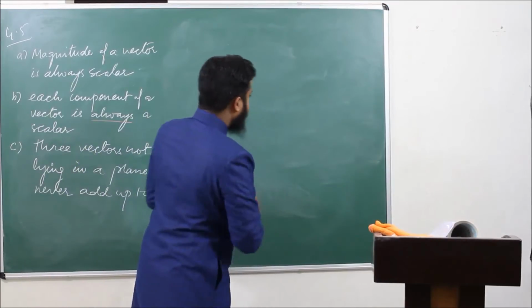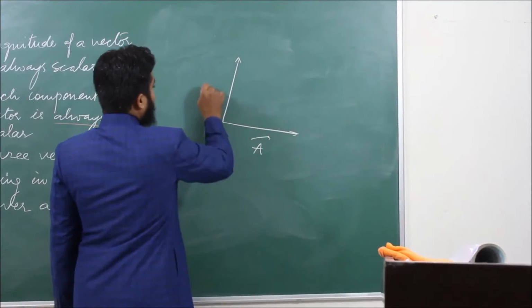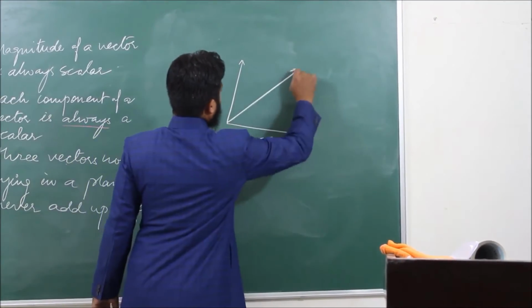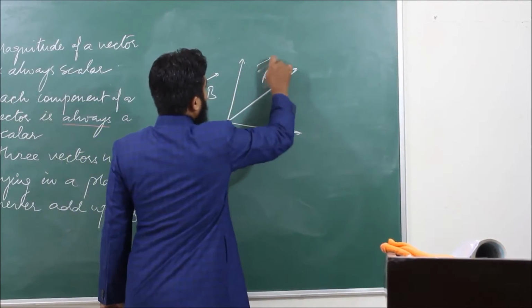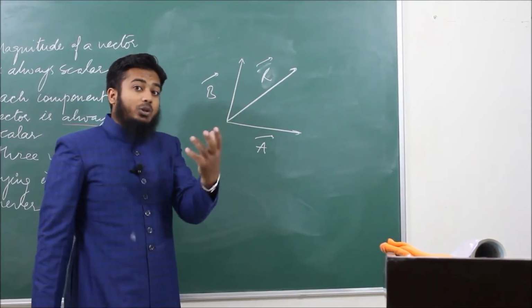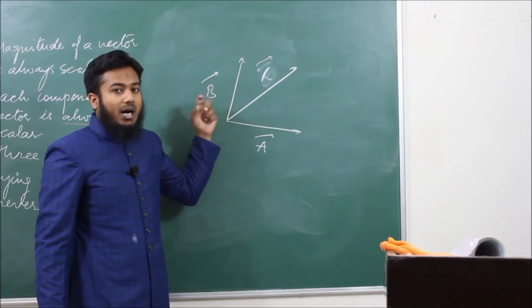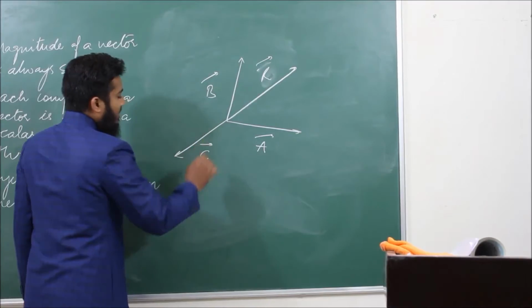Now say we have 2 vectors A and B, and the resultant will pass between A and B. Sorry, this is the resultant vector. Now if there is a third vector here which gives 0 when added to A and B, then that vector will definitely be in the opposite direction to R.